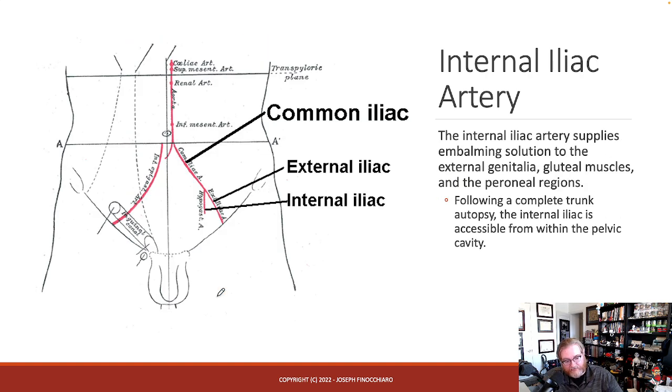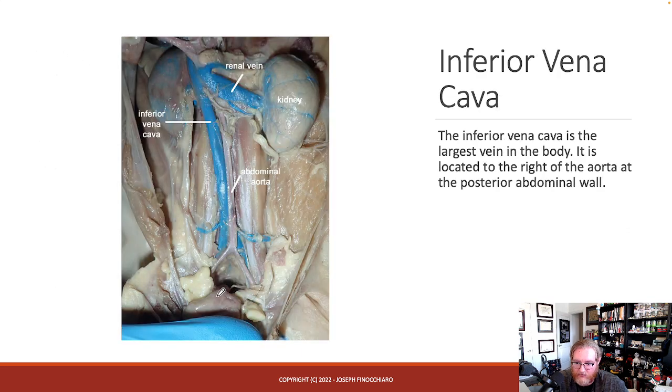The internal iliac artery, speaking of the devil, supplies embalming solution to the external genitalia, gluteal muscles, and the perineal regions. It says, following a complete trunk autopsy, the internal iliac is accessible from within the pelvic cavity. By accessible, I mean in some cases it is completely cut flush into whatever tissues are remaining, and good luck finding it. That is what accessible is, according to the autopsies that I've experienced. Very rarely have I gotten an internal iliac that was worth anything that I could use, and I would just have to rely on supplemental treatments, topical treatments, and plastic garments to keep everything from being inconvenient to the family.